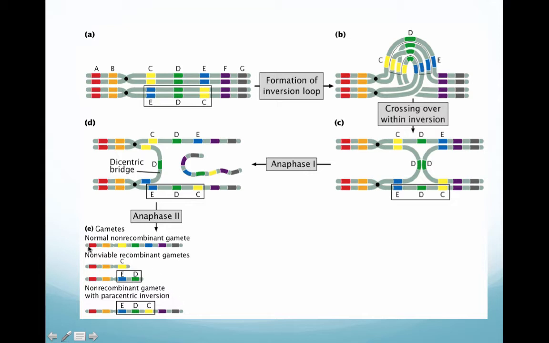So we've got a normal gamete up here at the top, with genes A, B above the centromere, C, D, E, F, and G. And then we've got 2 non-viable recombinant gametes that are missing portions of genes that they need to be expressed.